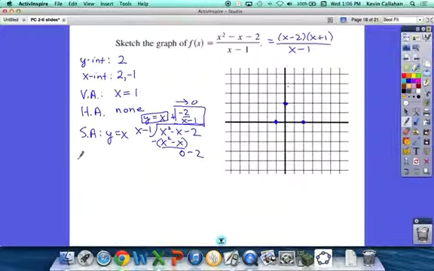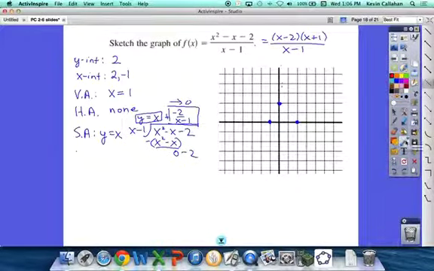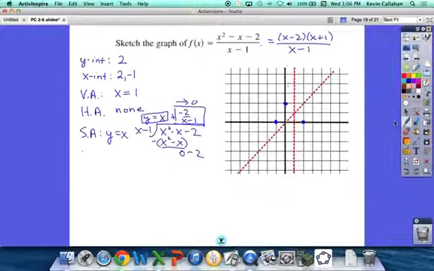So let's put all that stuff on the graph, or all the asymptotes anyways. Vertical asymptote at x equals 1, that'll be right here. The slant asymptote at y equals x, right? That is a y-intercept of 0 and a slope of 1. Okay. And now we make our table of values. We shouldn't need too many points here. We can kind of see, it looks like there's going to be one branch in here. There's going to be one branch in here.